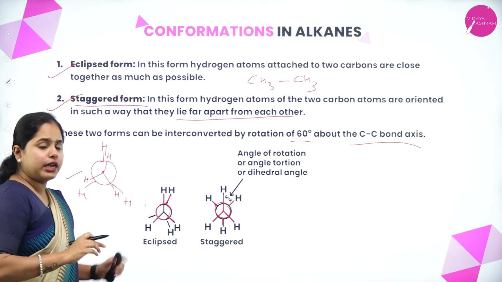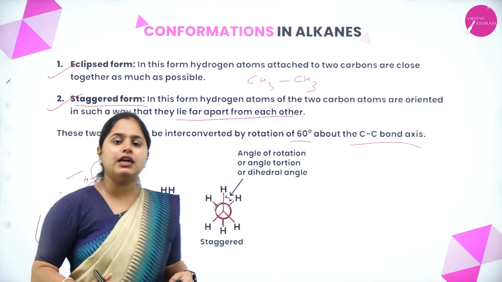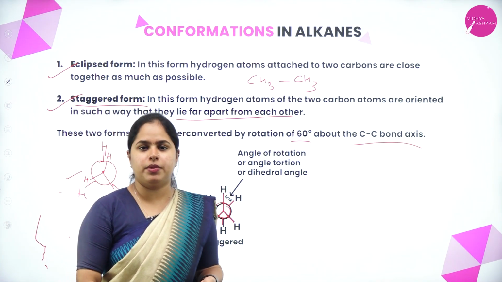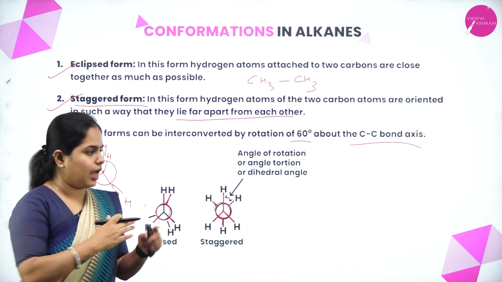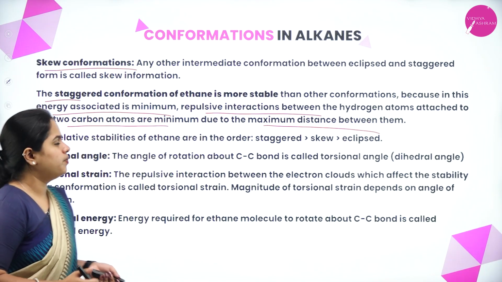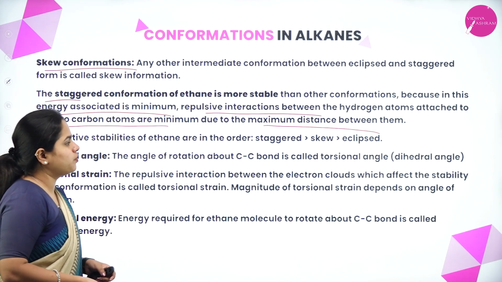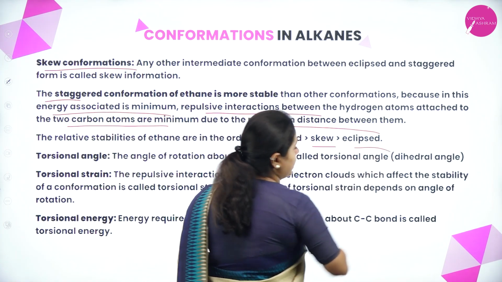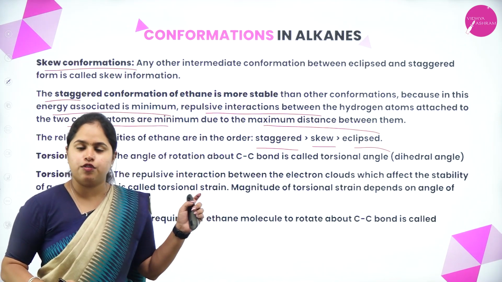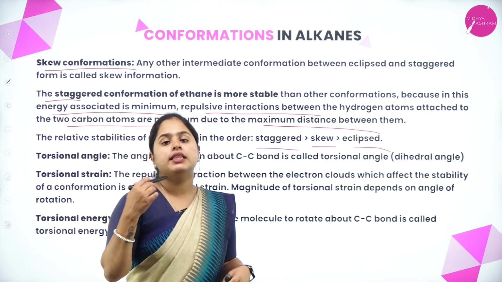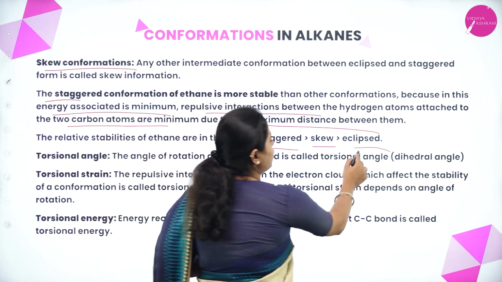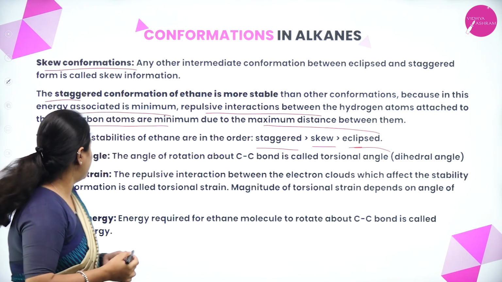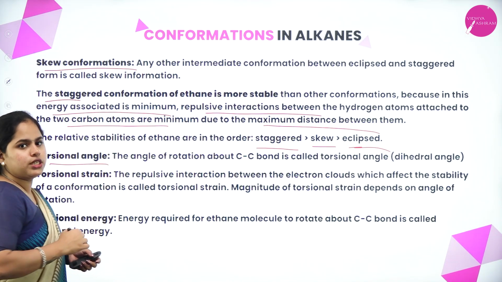When you compare eclipsed and staggered conformation, staggered will have more stability due to less repulsion and maximum distance from each other, right? The relative stabilities of ethane conformations are in the order: staggered, then skew, and eclipsed. So staggered conformation will have the highest stability, then skew conformation, and in the end you will have eclipsed conformation. Right, okay.